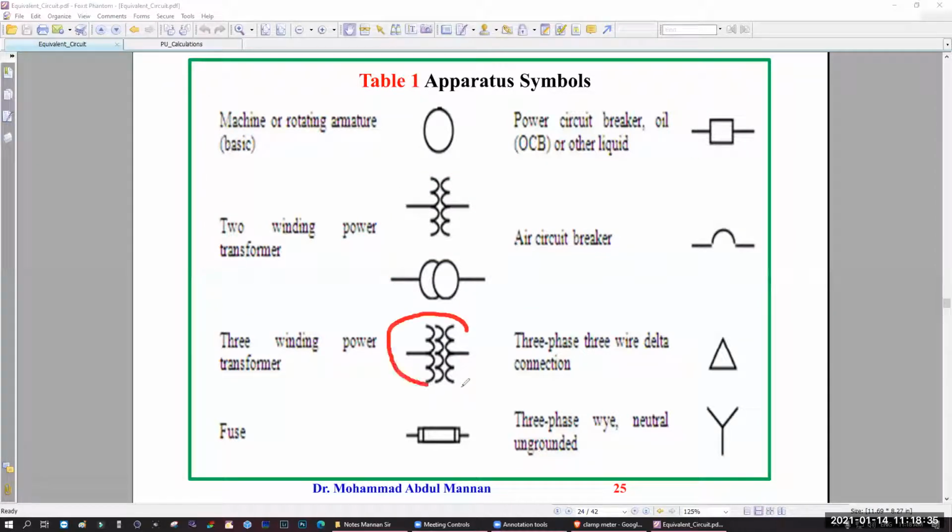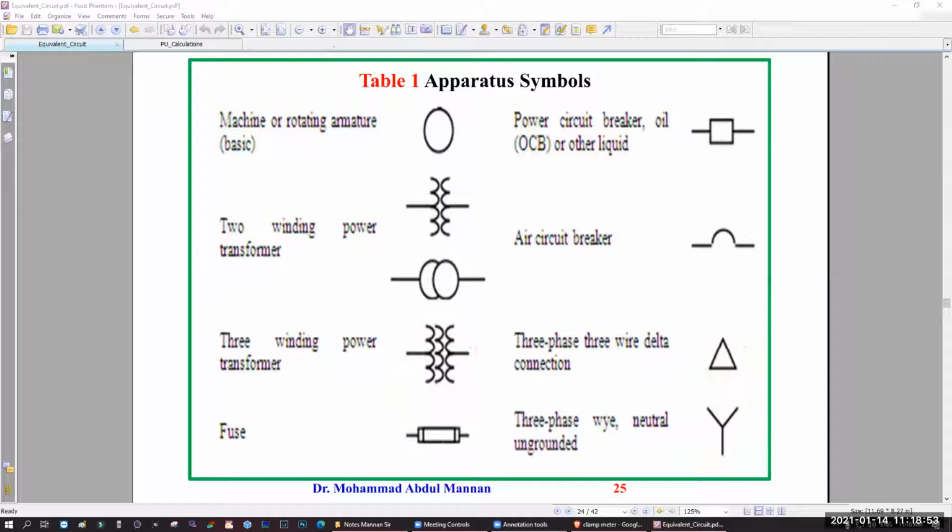This one is a three winding power transformer. This one is a what? This one is a delta connection. This one is delta Y connection. This one is a fuse. Okay, Y connection. Okay, understood.